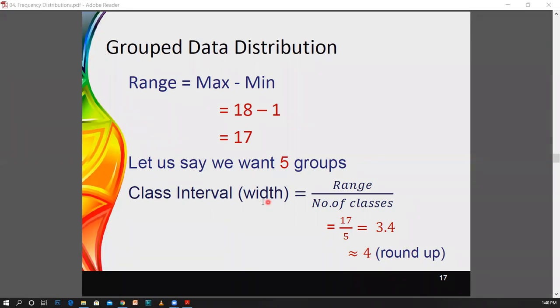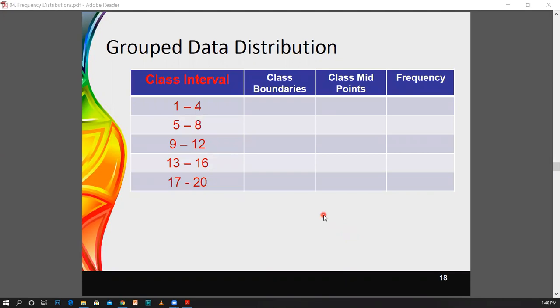Now we have the minimum value, maximum value, and the class width. Therefore, now we can define the class interval. First of all, we are defining the class interval. When we define the class interval, we can start it from the minimum value we have for our data set. Here you can see that according to our data set, the minimum value was 1. Then you can have the class width as 4 to identify the class interval.